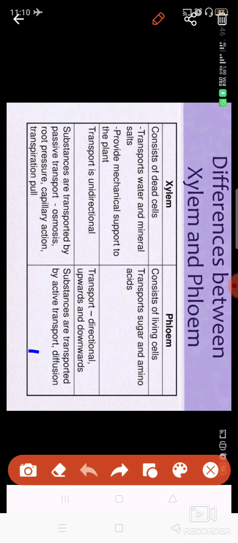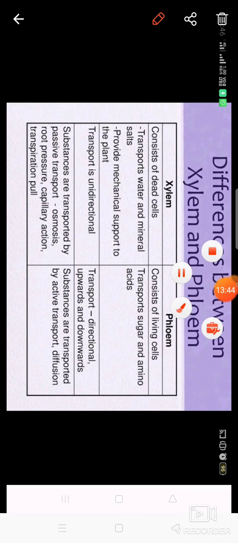And in phloem tissue, it is done by active transport, that is by diffusion. Wherever you see diffusion going on, some energy is used, only then it is done. So now my topic is completed. If you have any query, you can ask in the class. Thank you, class.